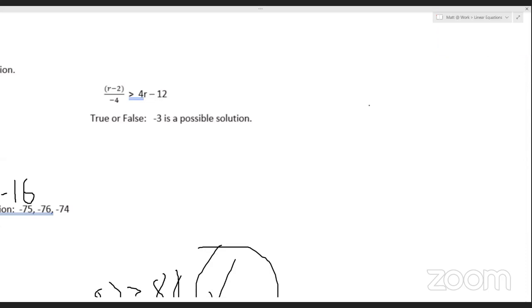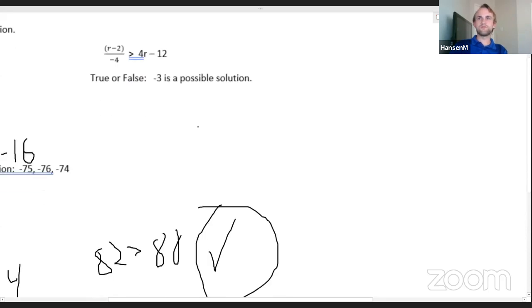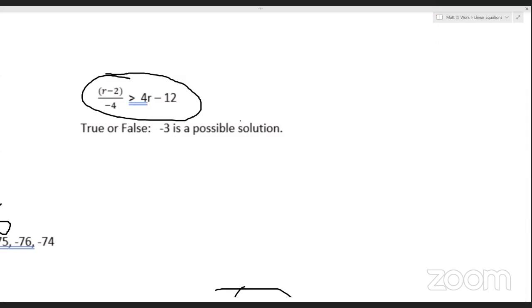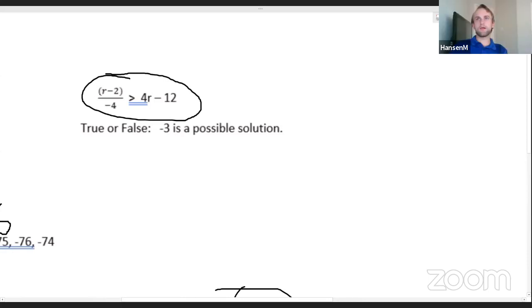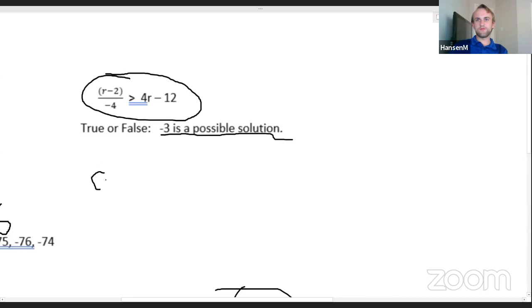Can we solve it together? Let's do it. All right, so you're up to bat. Here's our problem. What would you do first? I'd look at the fraction first, and then I'd fill in r as -3. All right, so I'm going to write that out for you. We're going to have -3 minus 2 over -4 is greater than 4 times -3 minus 12.